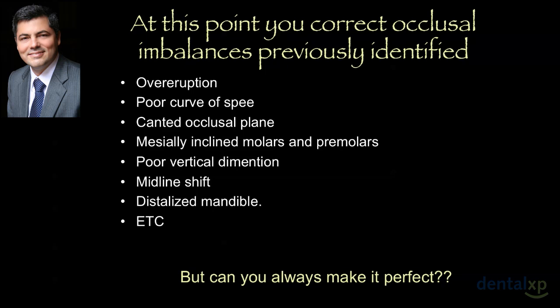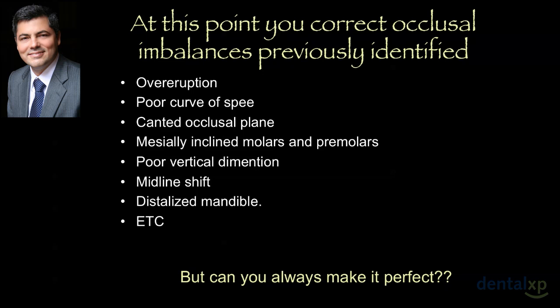So at this point, once we have identified the anomalies, we need to decide to make the corrections. And these corrections depend on the kind of problem that we have identified before. Some of those problems are likely going to be over-eruption, and that over-eruption is going to affect the restorative space, but it's also going to affect anterior-posterior movement of the mandible.